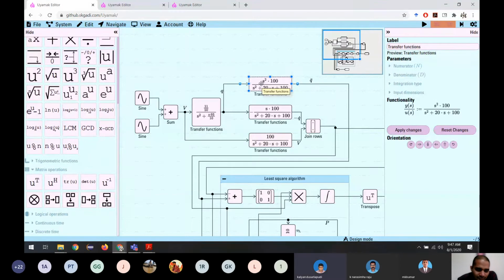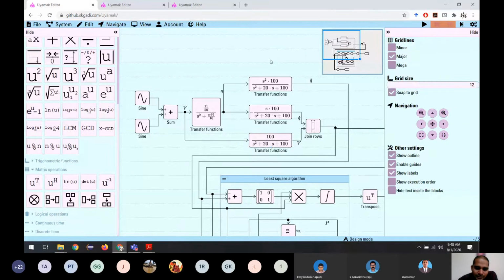This is a low pass filter transfer function, right? Bottom one, 100 by s squared plus 20s plus. Yes, all three are low pass filter transfer functions, and we can say this is position, velocity, and acceleration. By the s on the numerator, we can say what operation we are doing. Yes.